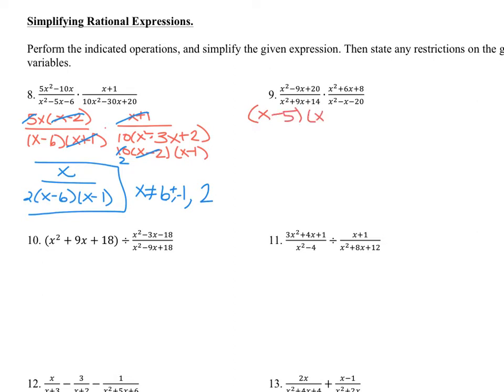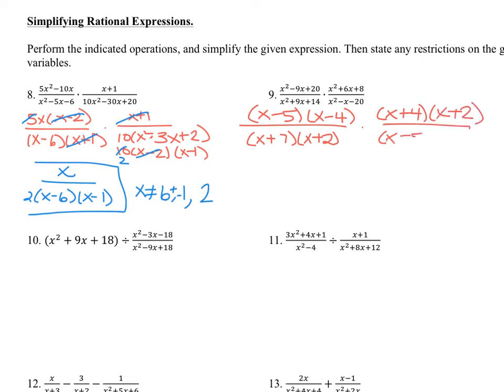Factors of 20 that make negative 9 are negative 5 and negative 4. Factors of 14 that make 9 are 7 and 2. And then factors of 8 that make 6 are 4 and 2. And factors of negative 20 that make negative 1 are negative 5 and 4. So now I can start crossing stuff out. So I'm left with x minus 4 in the numerator and x plus 7 in the denominator.